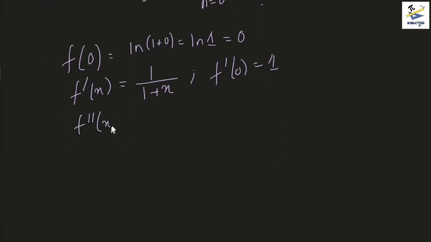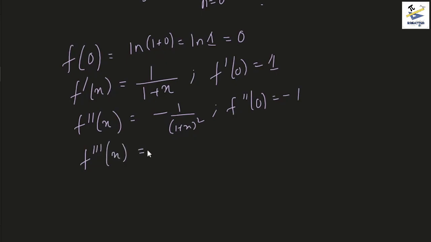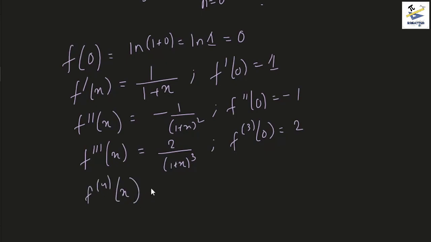f double dashed x would be minus 1 by 1 plus x whole squared. So f double dashed 0 should be minus 1. Again, f triple dashed x should be 2 by 1 plus x whole cube, and this would mean that f triple dashed 0 is 2, right? So this is going to give us a pattern very soon if we just continue it for 3 to 4 terms, because I do not really want to indulge you with the nth derivative formula directly, which we can calculate directly from here, but let's save that for the derivative portion.